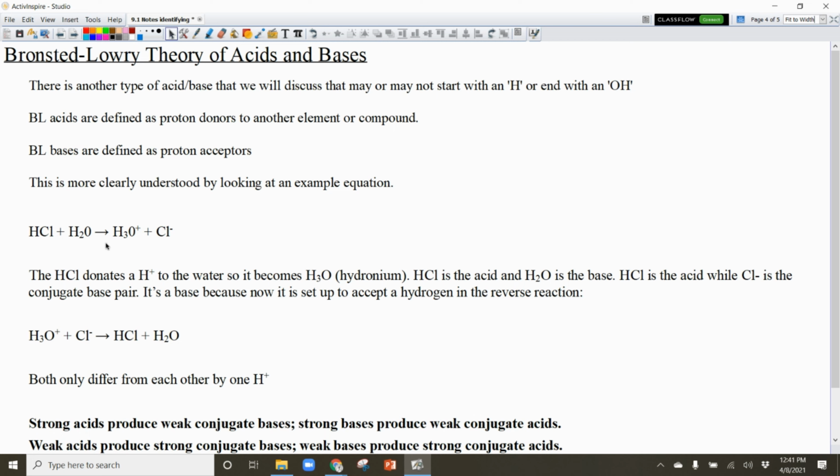Now, over here on the product side, if you have a Bronsted Lowry acid, it comes with a pair, like a partner. Like this is our Bronsted Lowry acid. Okay, so what is the pair that goes with this? Well, it would be chloride, because the HCl gave up its hydrogen to become chloride. So where this is the Bronsted Lowry acid, its counterpart right here is called a conjugate base.